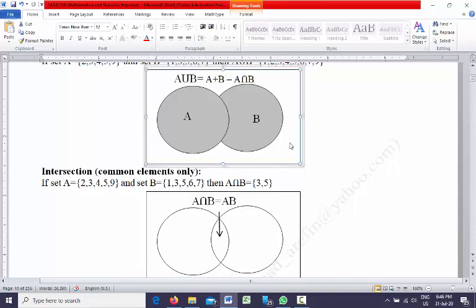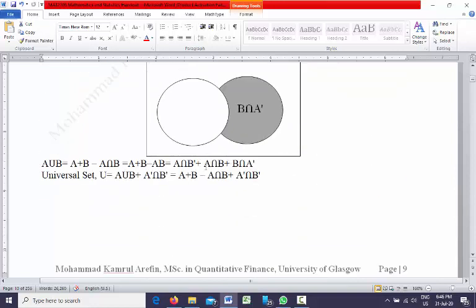It is the area where A is not there. The white area inside the rectangle is the area where A is not there and B is also not there. So we will name it A prime intersection B prime. A prime means A is not there, and B prime means B is also not there.